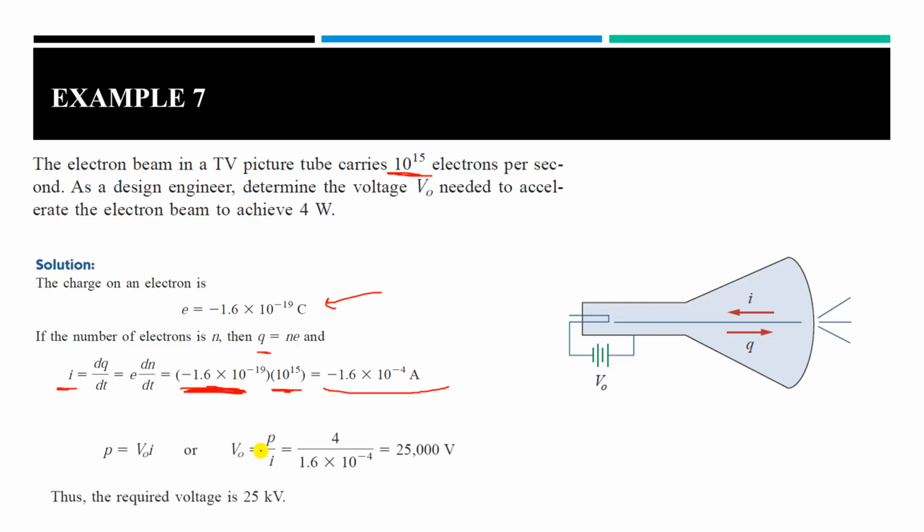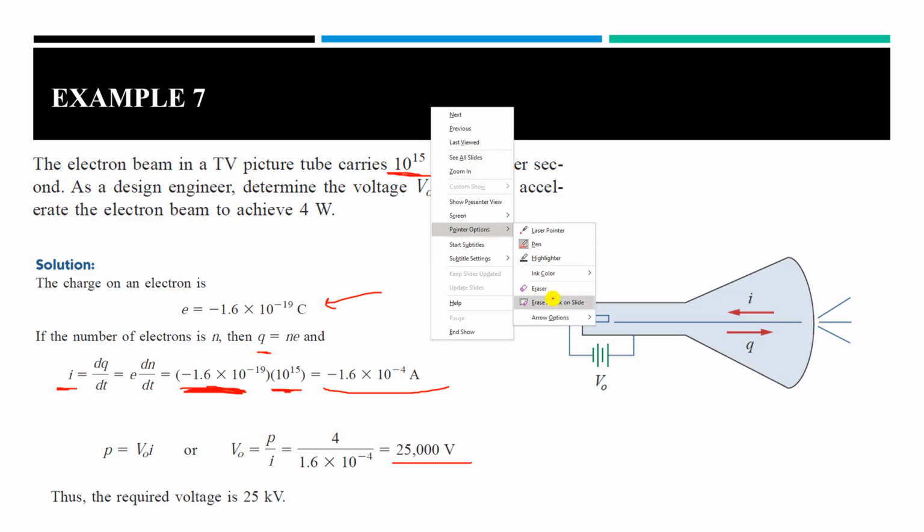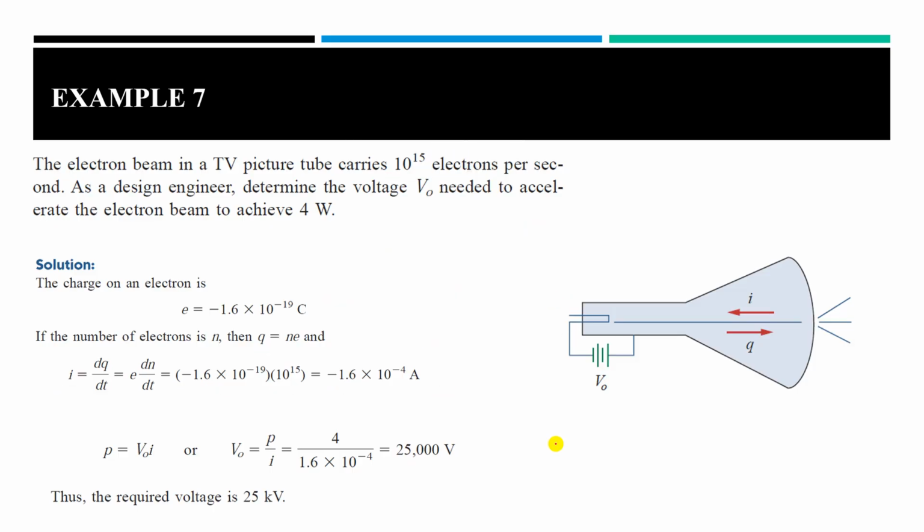From the power, you know that power is equal to voltage multiplied by current. So voltage will be equal to power over current, which is 4 over 1.6 multiplied by 10 to the power negative 4. So we will need 25 kilovolt to achieve this function, or to achieve the 4 watt power of the screen. 4 watt, the power of the screen itself.